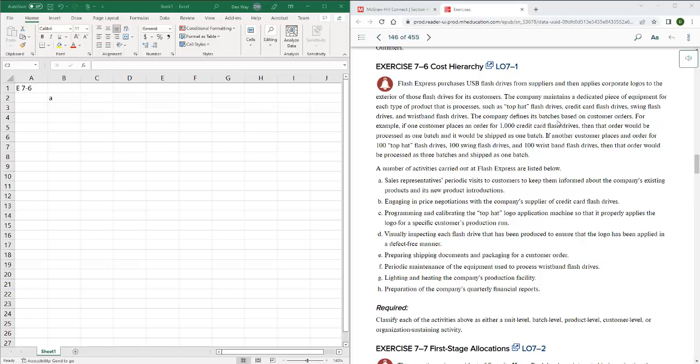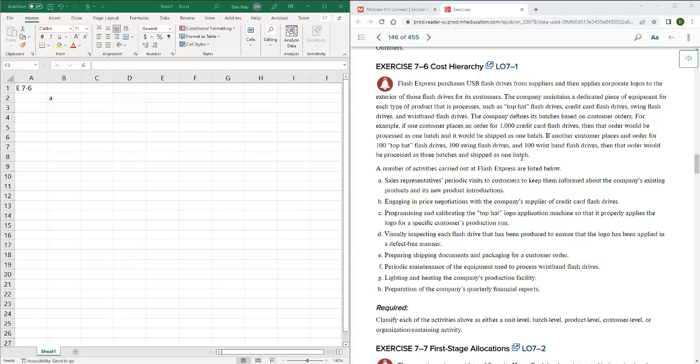The company defines its batches, so that'll be important for us, based on customer orders. For example, if one customer places an order for 1,000 credit card flash drives, that order would be processed as one batch and would be shipped as one batch. If another customer places an order for 100 top hat flash drives, 100 swing flash drives, and 100 wristband flash drives, that order would be processed as 3 batches, so one for each of the types, but then shipped as one batch.